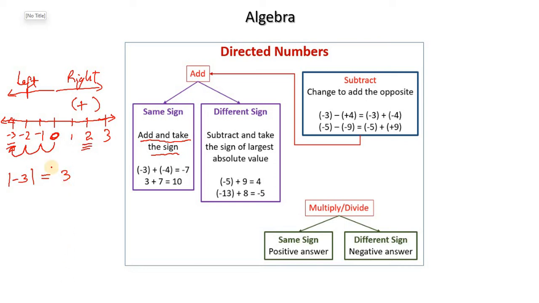So absolute value simply means how far it is away from what? 0. Got that? Okay, good. Well, let's look at this one. What's the absolute value of 3?